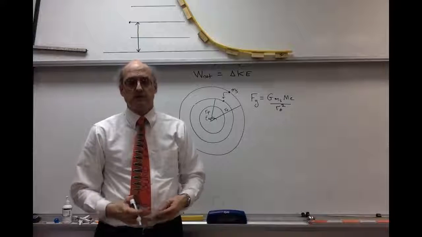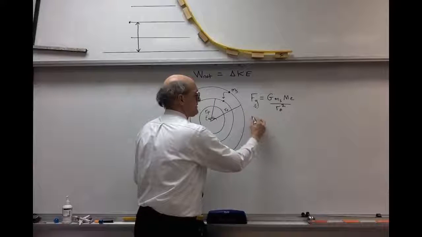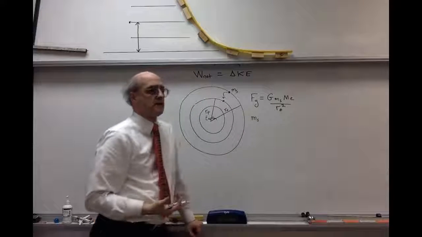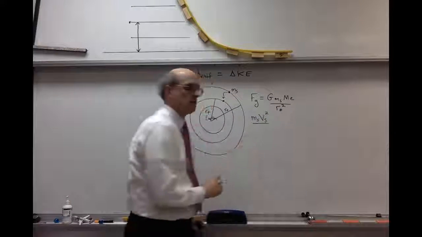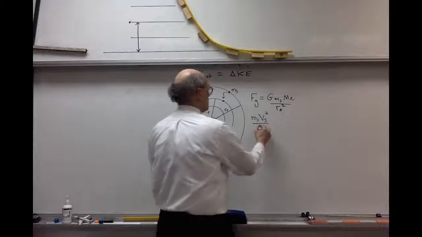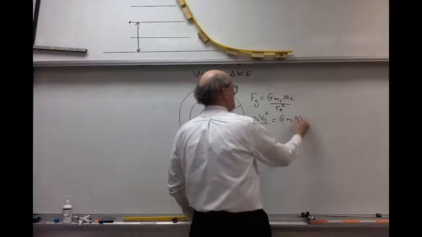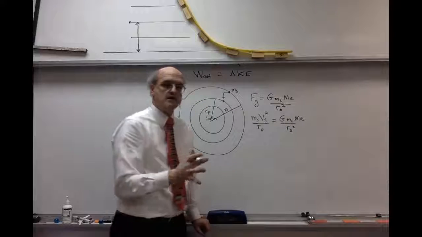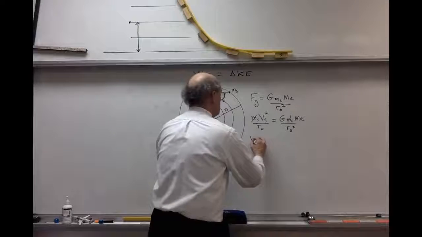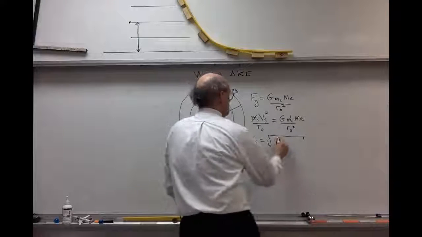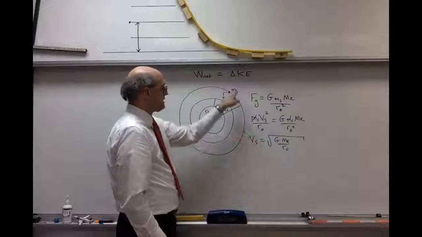And the force of gravity provides the necessary centripetal force. So I can set that equal to the mass of the satellite times the speed of the satellite squared all over the orbital radius, which is RO. That's equal to G ms me all over RO squared. The mass of the satellite appears on both sides. So now we can solve for the speed of the satellite. That's the square root of G me all over RO. So that's the speed out here.